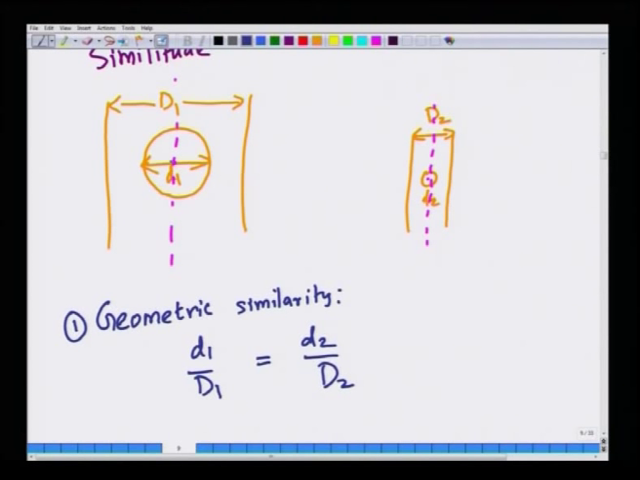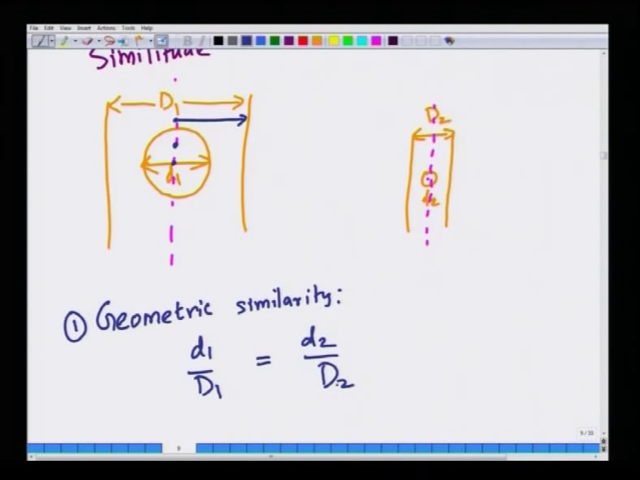Moreover, we have assumed that the center of the sphere and the center of the axis of the pipe are coinciding in both the cases. If, let us say, in one of the cases it is eccentrically placed, again geometric similarity is violated. So, we can say that these two systems are geometrically similar only when all the length scales in the problem have the same ratios. Okay. So, we should have first of all the center of the pipe and the center of the sphere coincide on the same axis, and we should also have the ratios of these two length scales to be the same. Otherwise, geometric similarity is not possible.